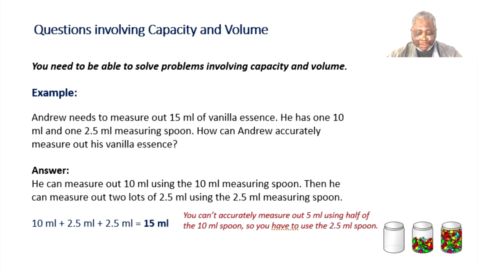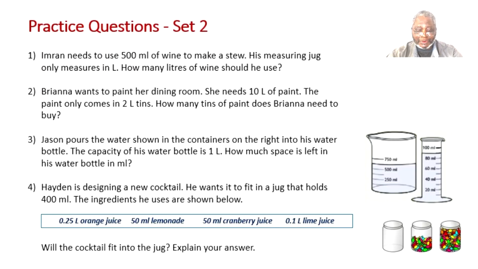You can't accurately measure out 5 ml using half of the 10 ml spoon. And likewise, to measure 10 ml using the 2.5 ml spoon might cause a little bit of inaccuracy. We have some practice questions here.